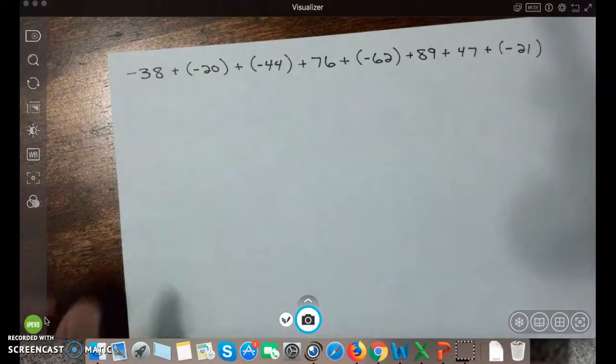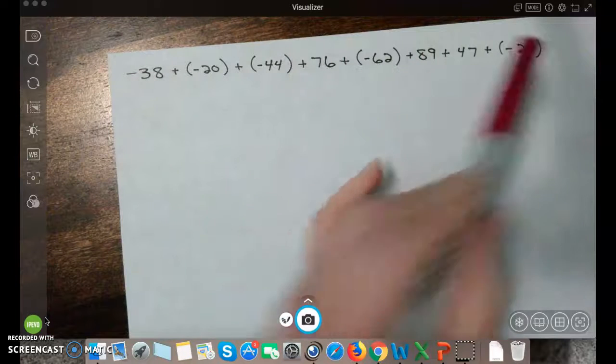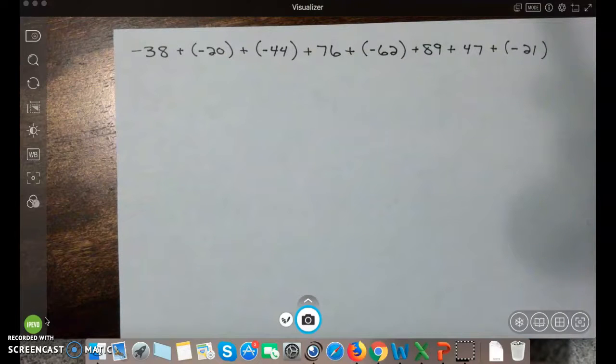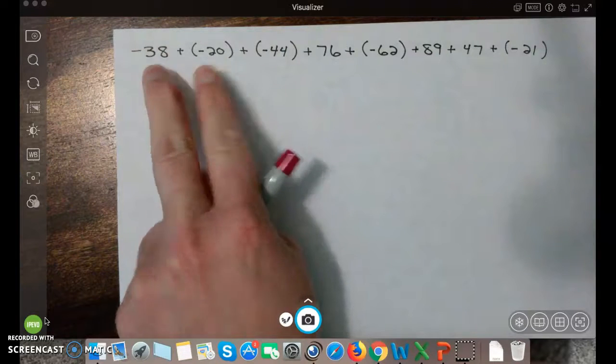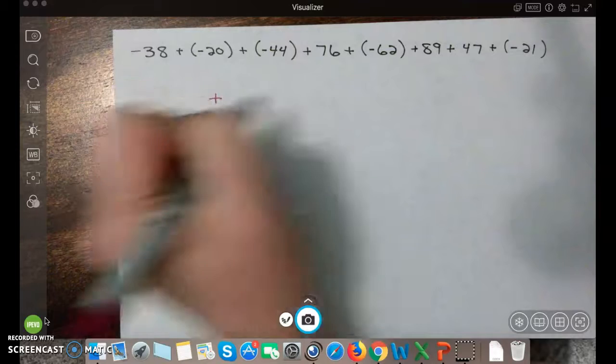So if we take a look at this problem, we have 1, 2, 3, 4, 5, 6, 7, 8 numbers. If I wanted to do this the long way, it's going to take me 7 steps to get to a final answer. Add these 2, get a number, then add it to this, get a number, until we're all the way at the end. Using our trick of separating our positives and our negatives, this is only going to take 3 steps. Step 1, separate our positives and our negatives.